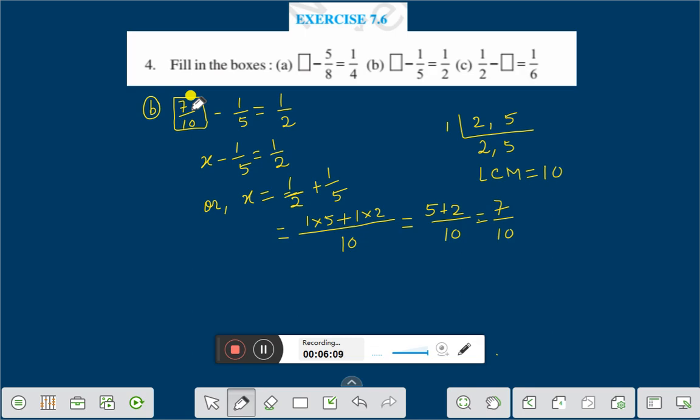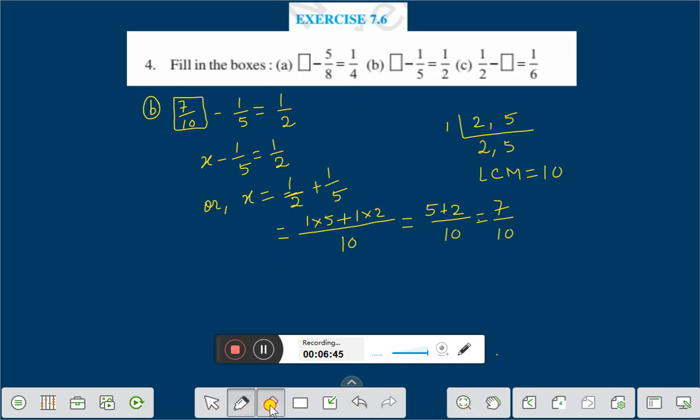What we have done: dash minus 1 by 5 is equal to 1 by 2. We have taken this value as x. That is x minus 1 by 5 is equal to 1 by 2. This is an equation. And x is equal to 1 by 2, and minus 1 by 5 goes to the other side of equal to, it will be plus 1 by 5. And we are getting LCM as 10. Dividing by 2, we are getting 5, that is 1 into 5. And dividing by 5, we are getting 2, that is 1 into 2. That is 5 plus 2 by 10, that is 7 by 10. Therefore, the answer is 7 by 10 in question number B.